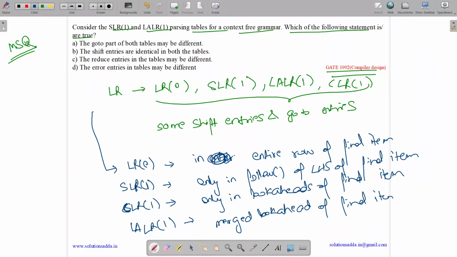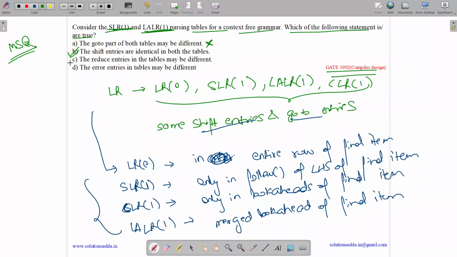Thus, all of them will have different reduce entries, but shift and goto entries will be the same. Let us see the options. The goto parts of the table may be different. No, the goto part is always the same. The shift entries are identical in both the tables. Yes. SLR1 and LALR1 have the same shift entries.